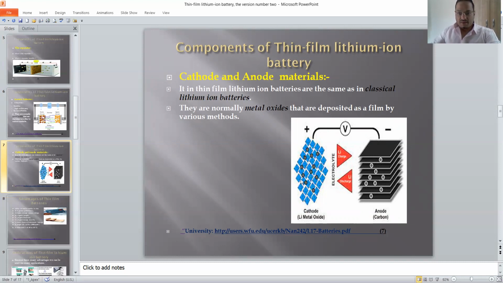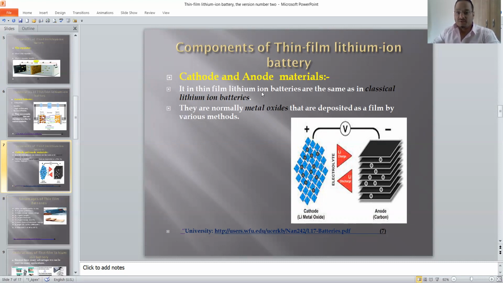And here the cathode is the positive charge, with the electrolyte between them and the current collector. The charge moves here on discharge to the other side, and in charging comes back to this side. They are normally metal oxides that are deposited as films by various methods. And we can't forget this important feature.